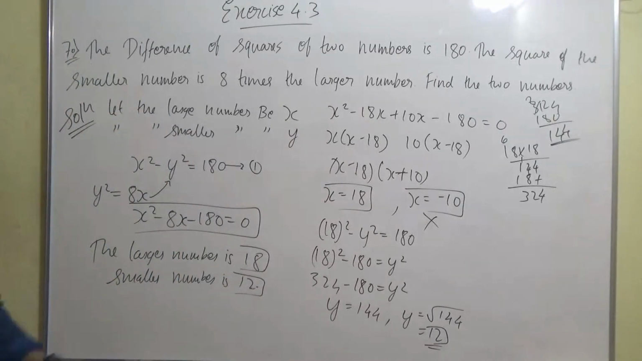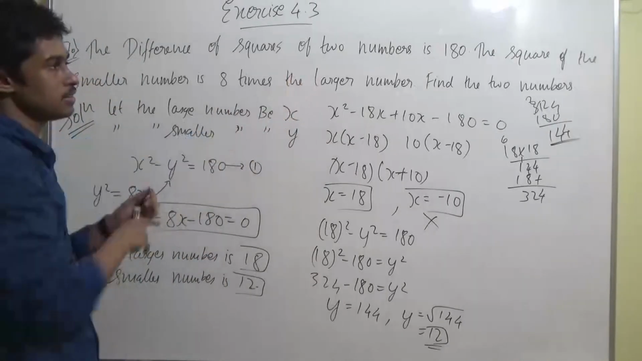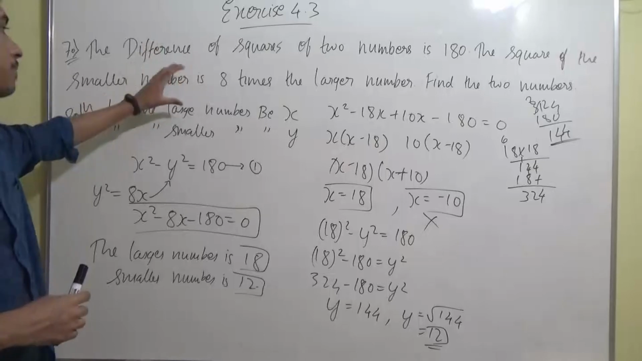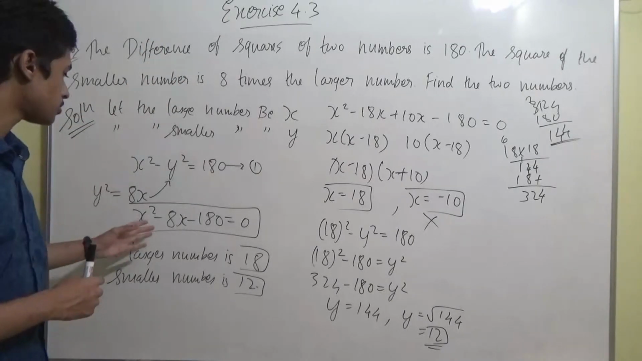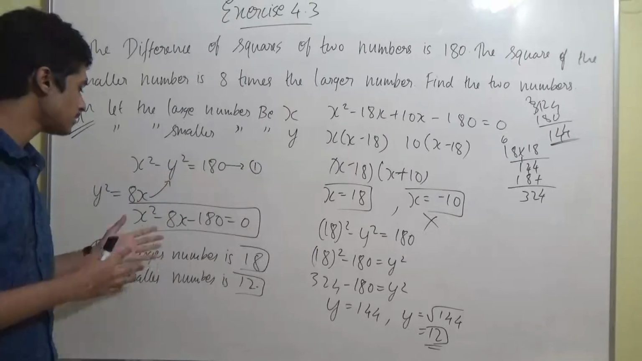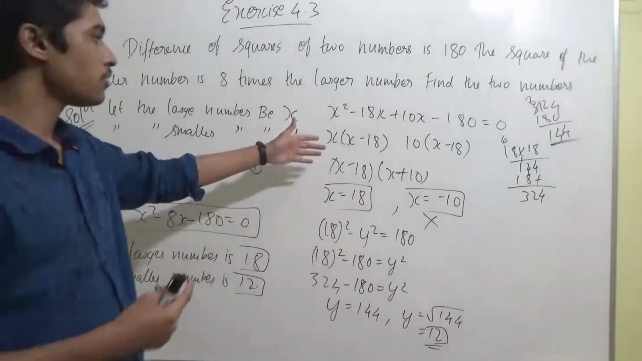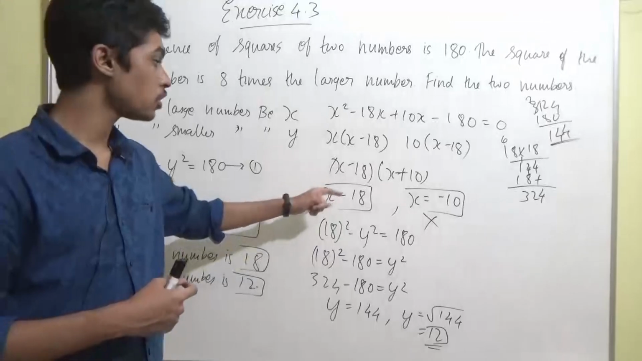That's it, guys. So see, what we did actually, we just formulated the given statements, the conditions, in the form of formula. After that, we substituted it and formed this formula, and then we just expanded it and solved it using the factorization method. After that, we found the value of x. After finding the value of x, we got two values of x.